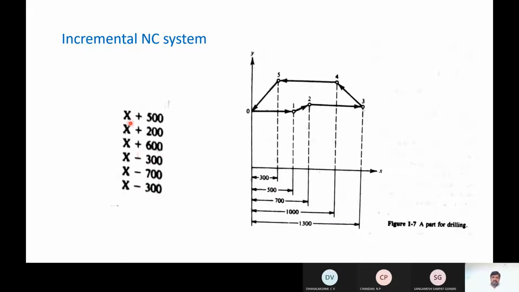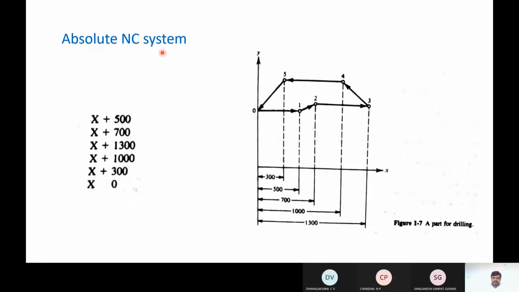In case of incremental NC system or incremental programming method, you are considering the current position as the reference. Next, in case of absolute system, you are considering origin as the reference. This is the reference. In order to drill the first hole, 500 along positive direction, X plus 500 for hole number 1. For hole number 2, again you are considering from the origin, so 700. For 3, 1300. For 4, 1000 units. For 5, 300 units. Next 0 will be origin.